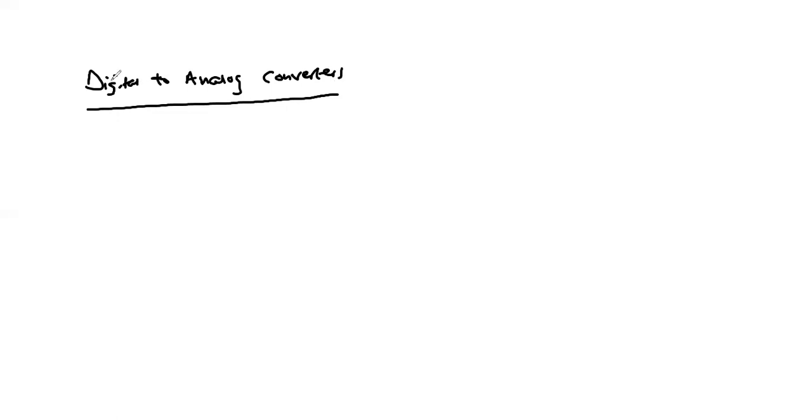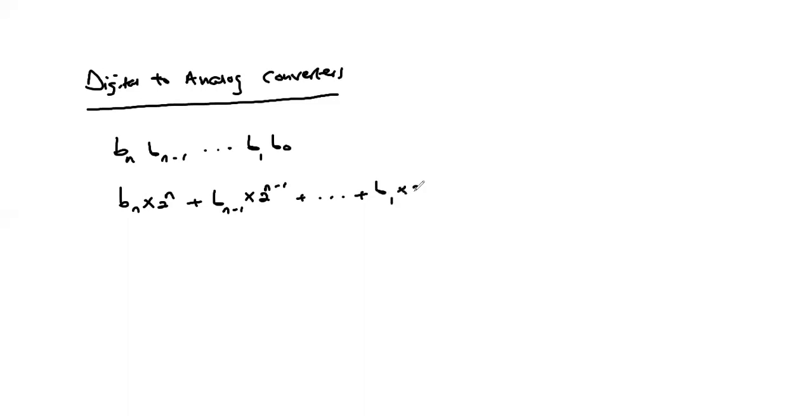Suppose we have a binary code represented as Bn all the way to B0. We can obtain its decimal equivalent as follows. The decimal equivalent will be given by Bn multiplied by 2 power n, plus Bn minus 1 multiplied by 2 power n minus 1, plus, B1 multiplied by 2 power 1, plus B0 multiplied by 2 power 0.